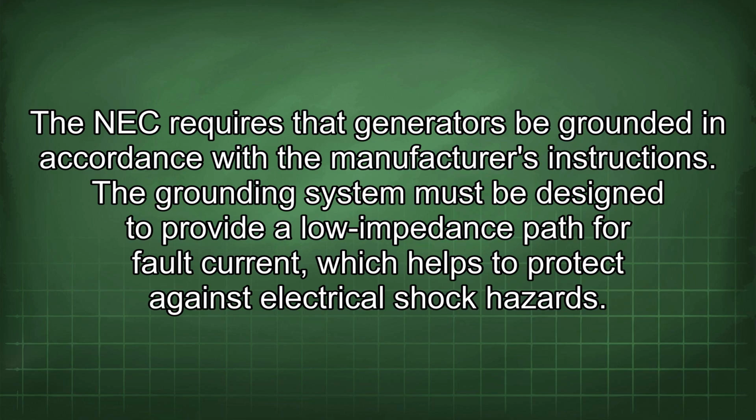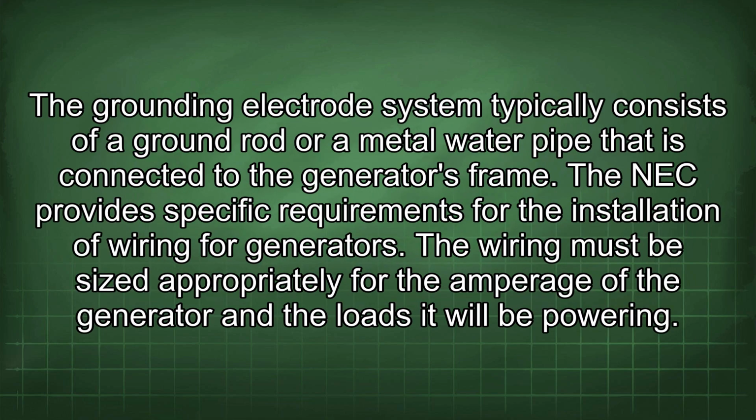The grounding system must be designed to provide a low impedance path for fault current, which helps to protect against electrical shock hazards. The grounding electrode system typically consists of a ground rod or a metal water pipe that is connected to the generator's frame.